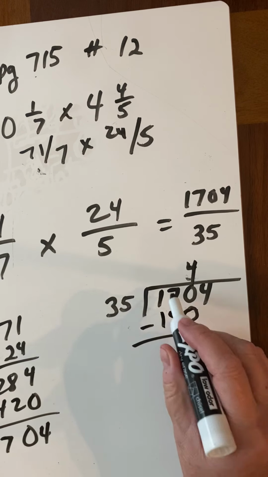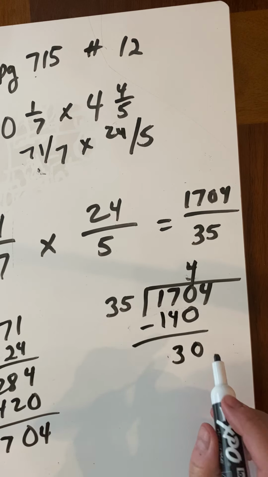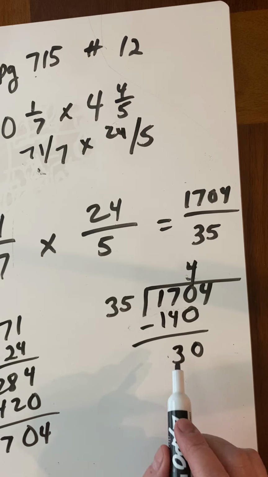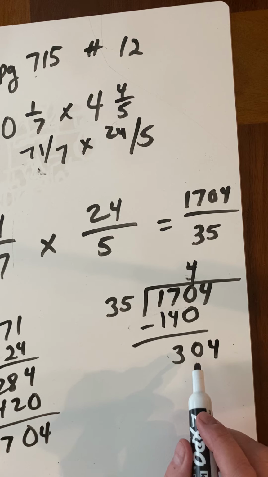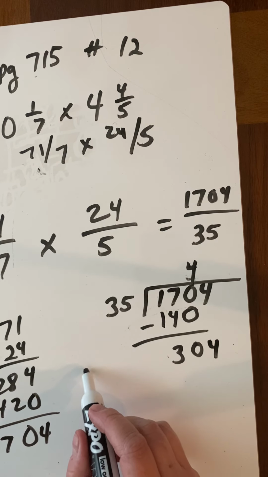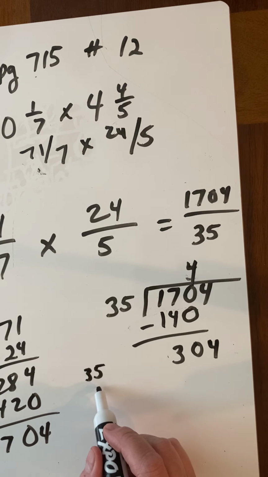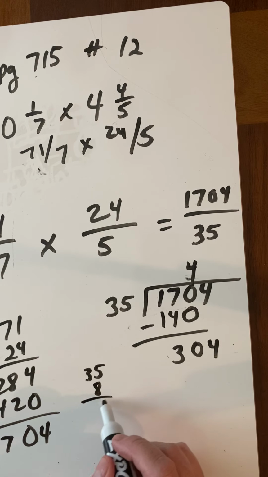And I'm going to subtract these two. And I get 30, which is less than 35. So I chose the right number. I'm going to bring down my 4. And I know that this is going to go in here. Let's just see. Let's do this on the side here. 35 times 8. Let's just try that one.